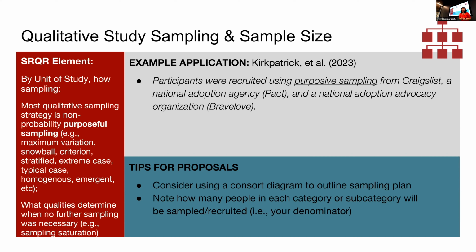Another tip is to note how many people might be in each of these categories. Something I might have wanted to know is about this Craigslist. I don't think they can give us a sample size of how many people might be drawn from Craigslist, but they might have a list of how many people are associated with this adoption agency and so forth. And then lastly, I'm realizing we don't have a tip on sample size.